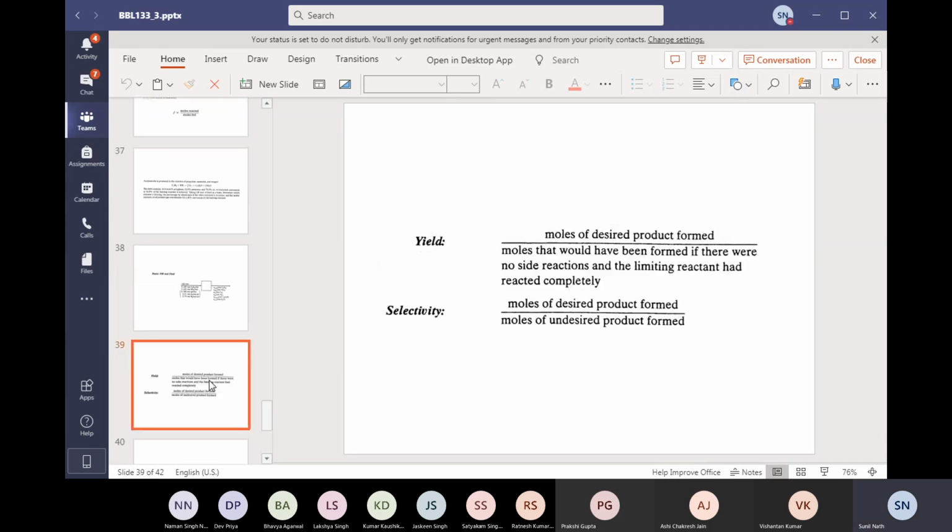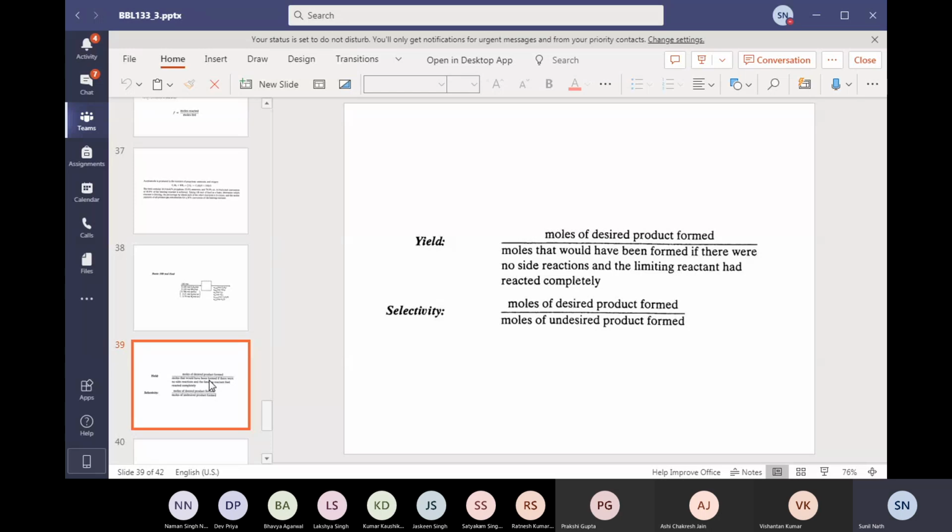Now, is this visible? So the denominator is several lines. I don't like it one bit. So the numerator for the yield is all right. We have a desired product, so we want a ratio, so we can have moles of that desired product formed in the numerator, which is fine. Now the denominator is moles that would have been formed if there were no side reactions and the limiting reactant had reacted completely.